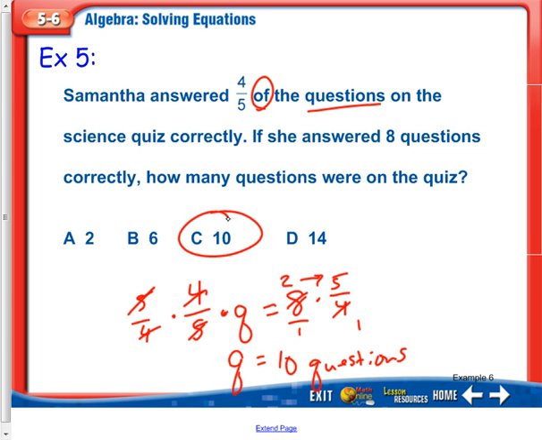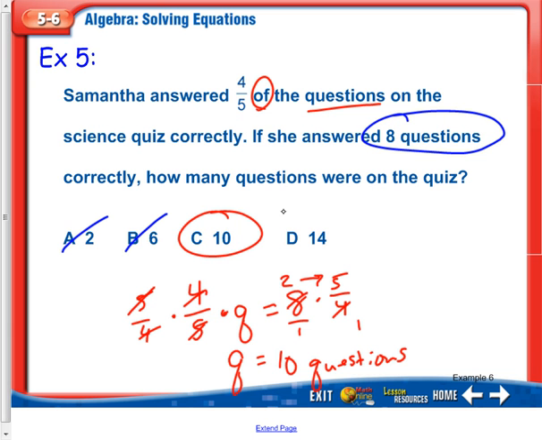Now another way to do this, because this is a multiple choice question, you could try some of these answers. So if she answered 8 questions correctly, how many questions were on the quiz? Well, A and B do not even make sense. If she answered 8 questions correctly, how could there only be 2 questions on the quiz? How could there only be 6 questions on the quiz? So A and B don't make sense at all. So pretty much you're only checking between C and D.